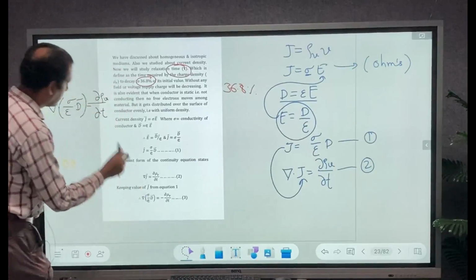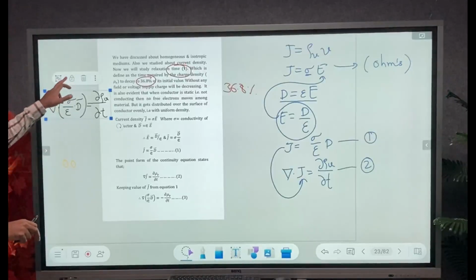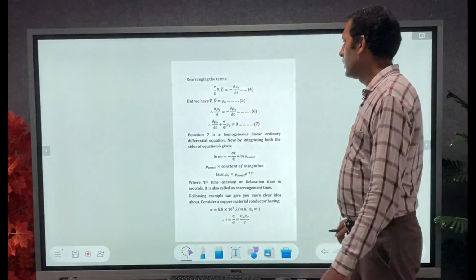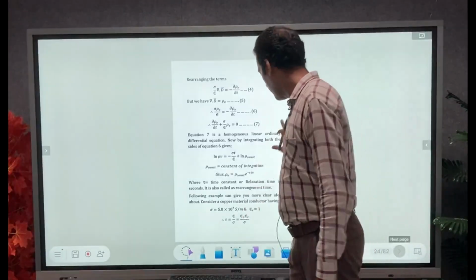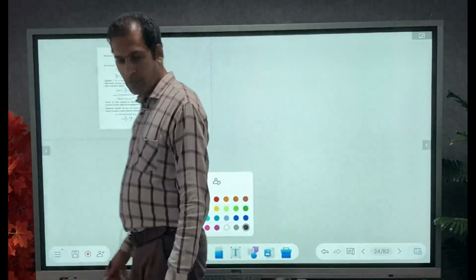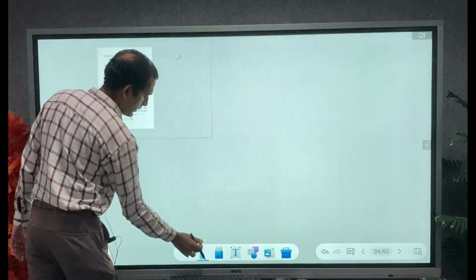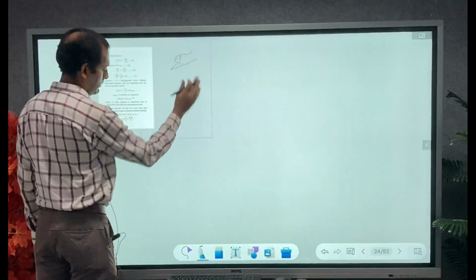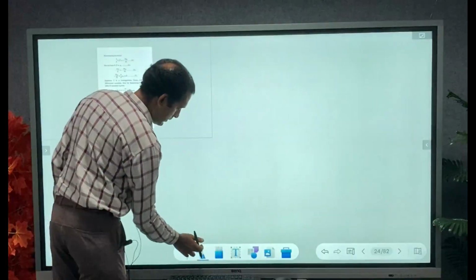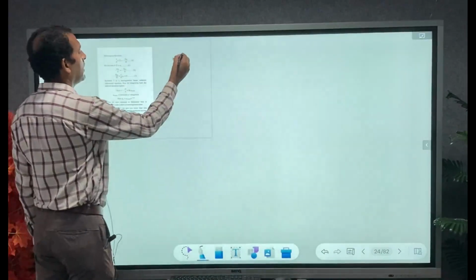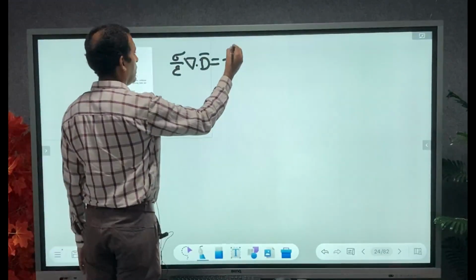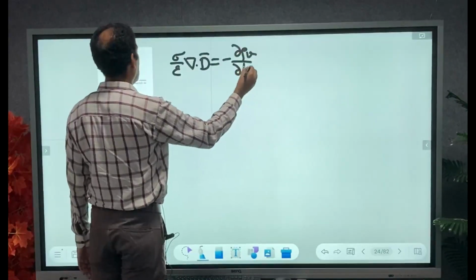Now we will use this expression. So the last expression which we got, we will write down again here: sigma by epsilon del dot D bar is equal to minus dou rho V by dou T.